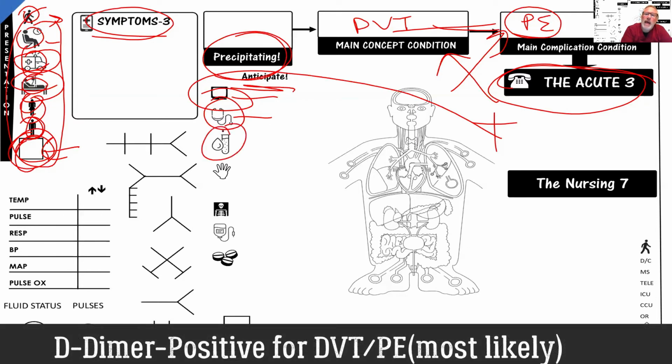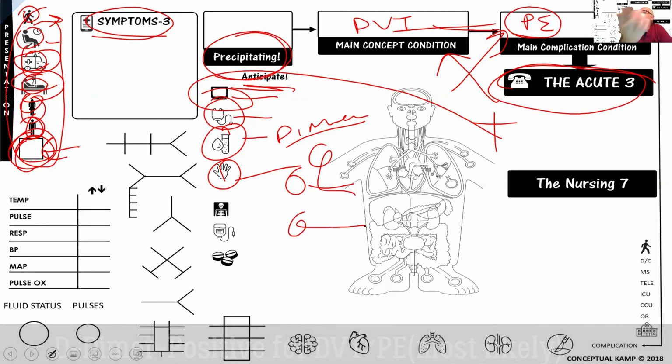All right, what about labs? Yeah, we talked about this before, D-dimer. D-dimer is very specific of DVT. Positioning, would they be high Fowler's? Would it be supine? Would it be prone? Do I know? If you don't know, then you go study that content.